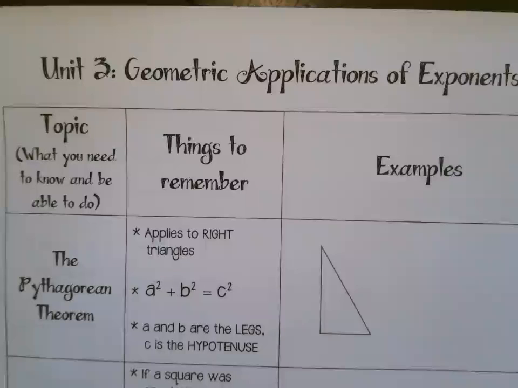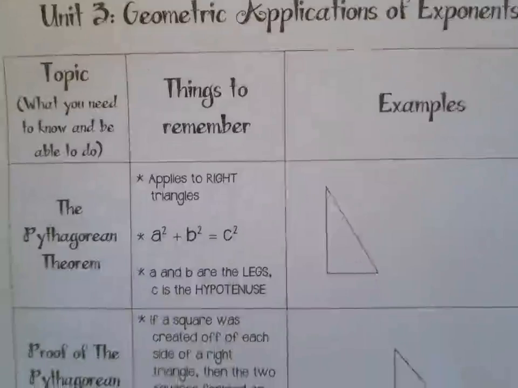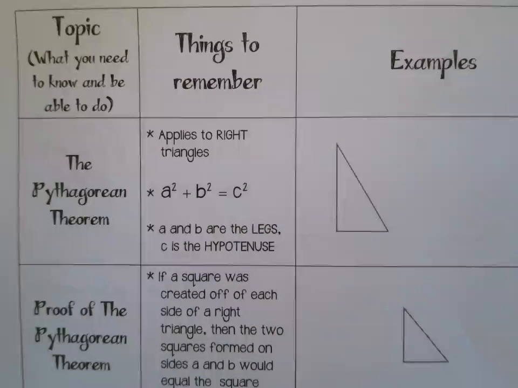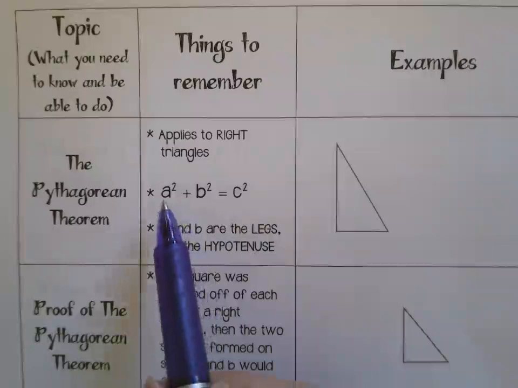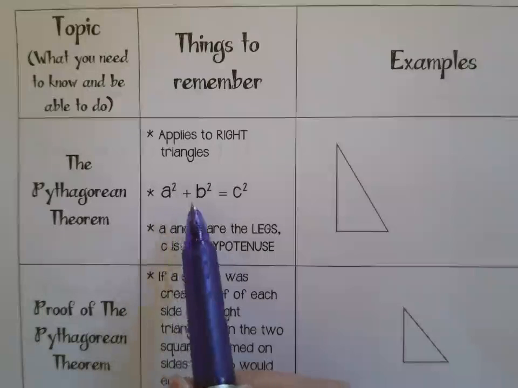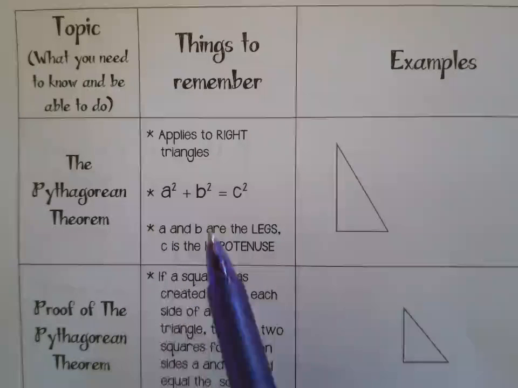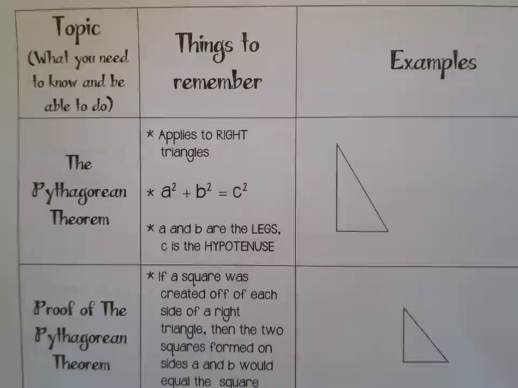First up, let's start with Pythagorean Theorem. Pythagorean Theorem is true for all right triangles, and what it says is that a squared plus b squared equals c squared. Well-known formula in algebra. You might be wondering, what are a, b, and c? Well, it's a good question.